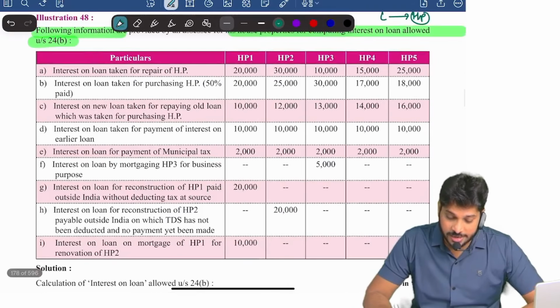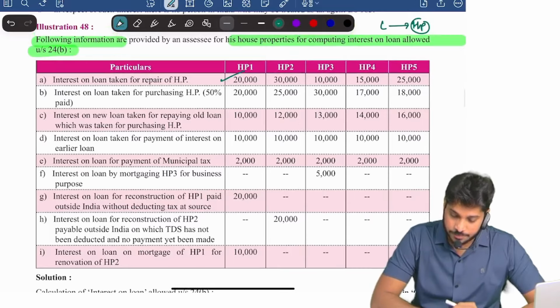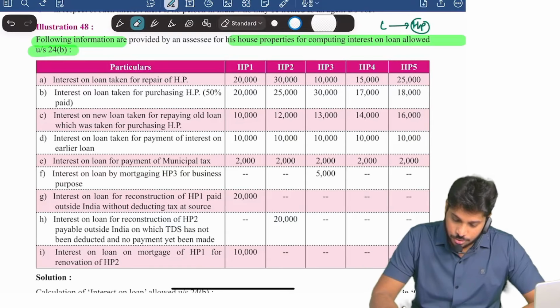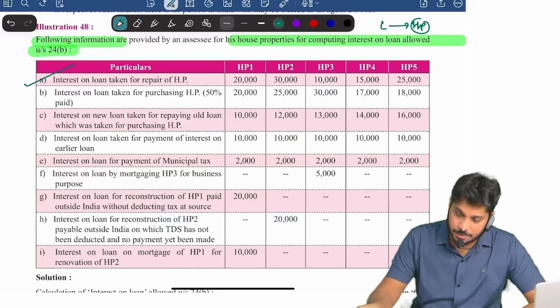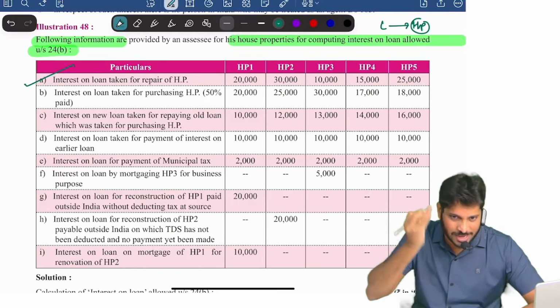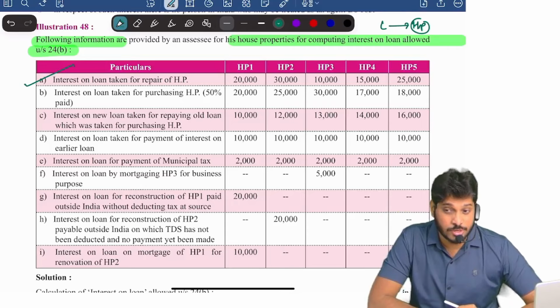Interest on loan taken for repair of house property allowed. Okay, this is allowed. So I will do one thing, I will put here, because amounts are same. Whatever amount they gave, that amount is actually allowed. Remember, interest is allowed on accrual basis deduction. There is no link with payment, correct?